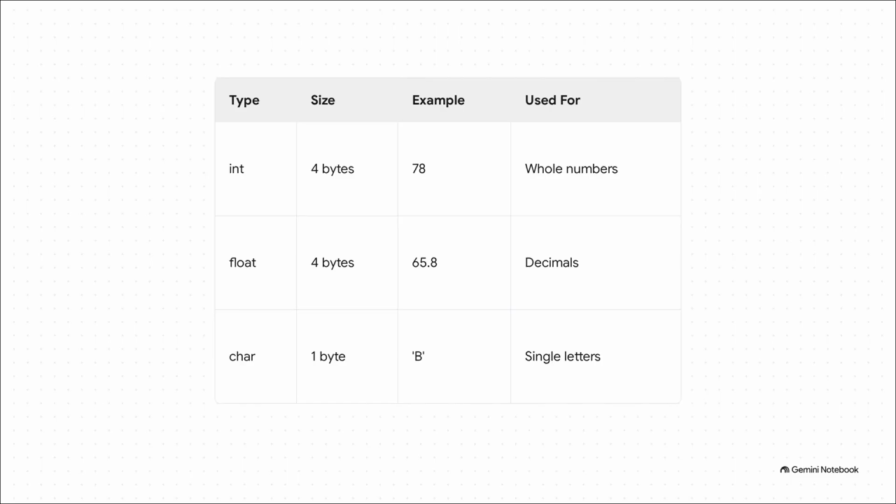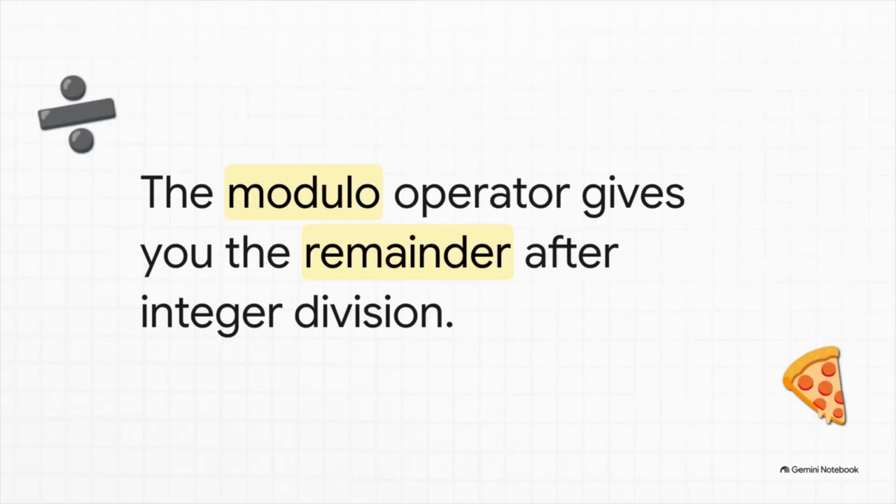An int is used for whole integer numbers, like a mark of 78. A float is used for decimals, like an average of 65.8. And a char is for a single character or letter, like a grade of B. Once we have our numbers safely in their boxes, we can do some math. C uses the standard everyday math symbols for addition, subtraction, multiplication, and division.